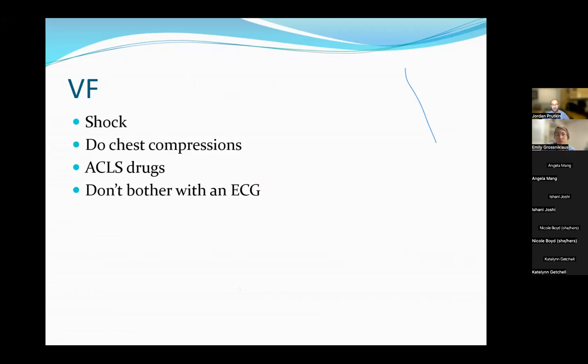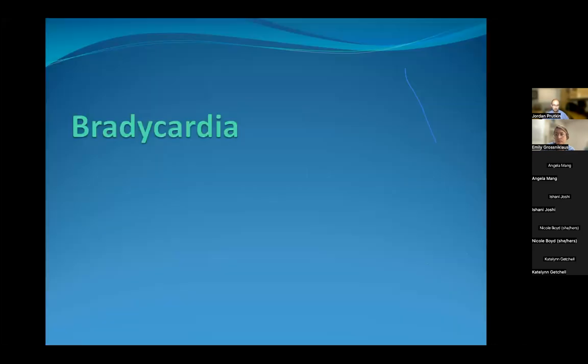In that situation, shock the person, do chest compressions, do your ACLS drugs, epi, amio, and typically don't bother getting an EKG, but do your ACLS thing.